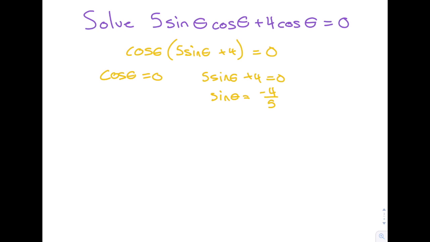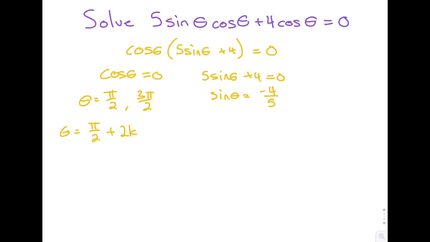So now let's do the cosine theta first. Let's solve for all the solutions for theta in this case. The question is, what angle, when given to cosine, makes cosine equal 0? That says theta equals pi over 2, or 3 pi over 2. And then if we solve for all solutions, theta equals pi over 2 plus 2k pi, and theta equals 3 pi over 2 plus 2k pi.